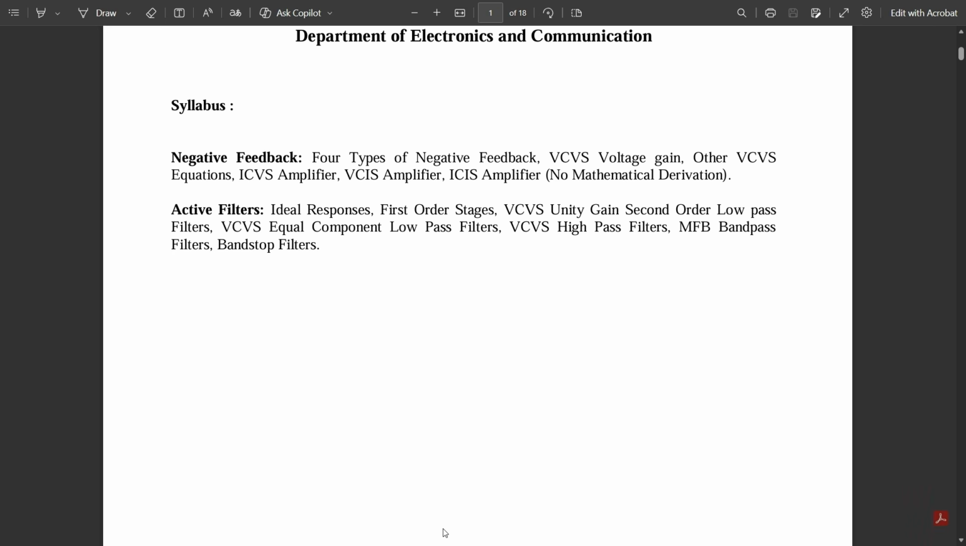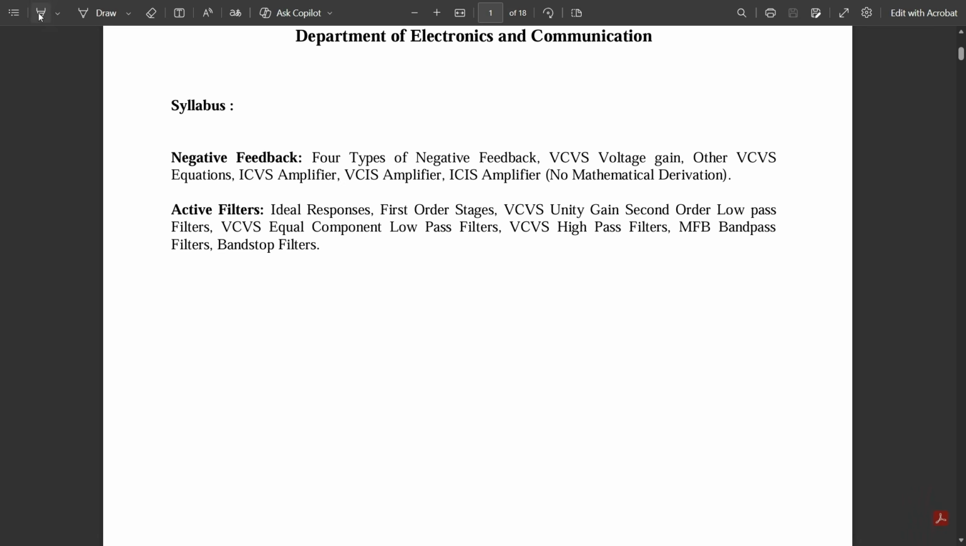This module I would be covering in around 5 to 6 videos, and the next module, related to power amplifiers, where we have some of the important class amplifiers, I would be covering in a very short amount of time. So let us cover quickly the syllabus of module 4. What we are going to be studying in this syllabus.